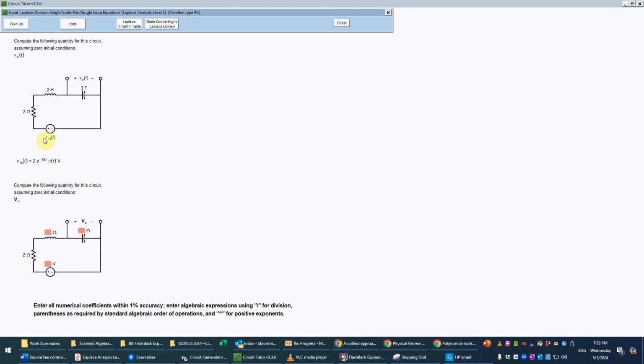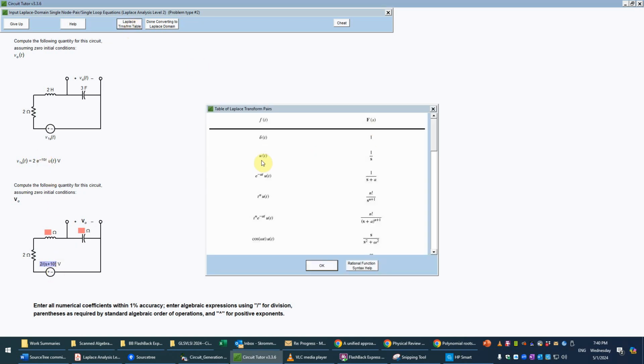So starting off with the voltage source, that's 2e to the negative 10t u of t. So we may remember that the Laplace transform of an exponential function like that would be the 2 divided by simply the quantity s plus 10, where 10 is the rate constant in the exponential. Now if you didn't remember that, you can also pull up the Laplace transform table. That would be this entry here.